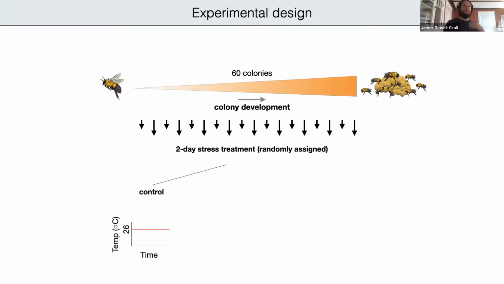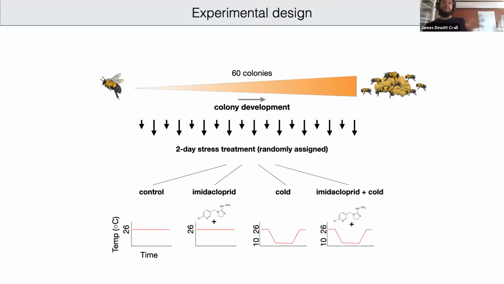That is a combination of treatments: some colonies just receive a control, some receive 10 parts per billion imidacloprid in sucrose, some receive just a cold exposure, and some receive imidacloprid and cold. So treatment was randomly assigned during development, with random timing with respect to colony development and size.